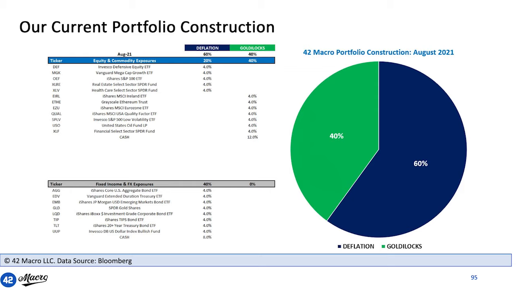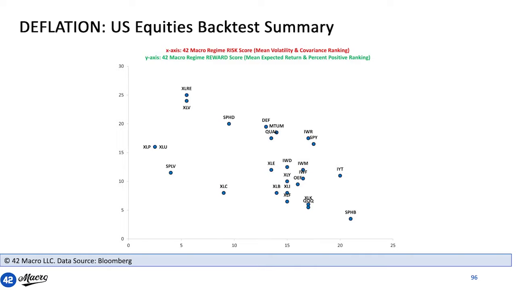Kind of getting into why some of the exposures are on that slide 95, why are they in that portfolio construction? As you know, we take our grid asset market back test, and we're really trying to identify, through four distinct lenses, how asset markets are likely to behave in the context of what we have projected for the economy. And so on the x-axis, we're showing our mean volatility and covariance ranking as a proxy for risk. And on the y-axis, we're showing our mean expected return, expected annualized return, and percent positive ratio rankings as a proxy for reward.